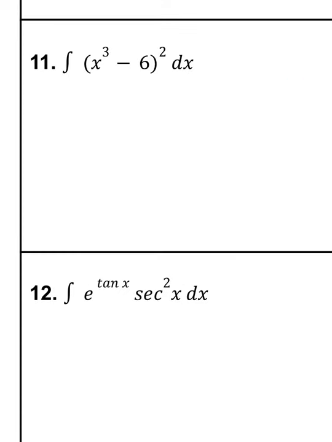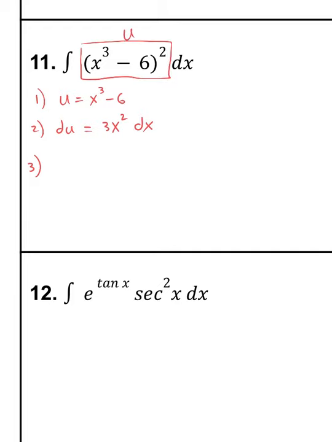Number 11, the inside function is x to the 3rd minus 6. The differential, u becomes du. We take the derivative, which is 3x squared. We put dx on the end. Now when we rewrite this, this piece here is going to become u to the 2nd.